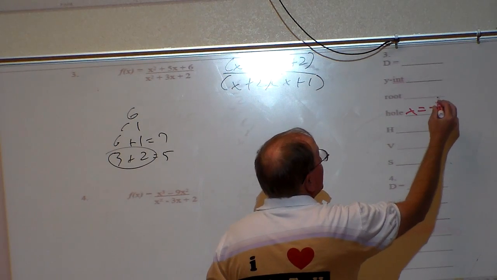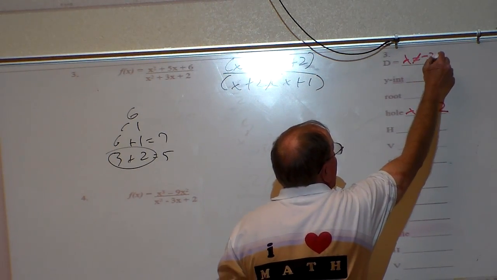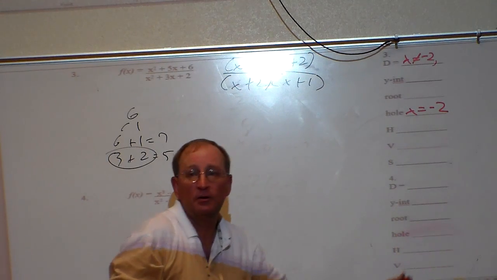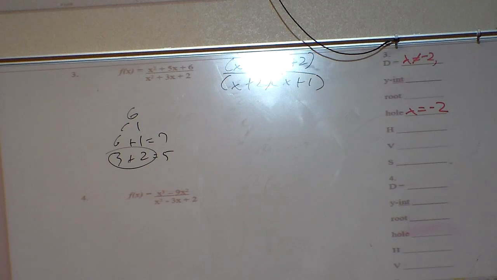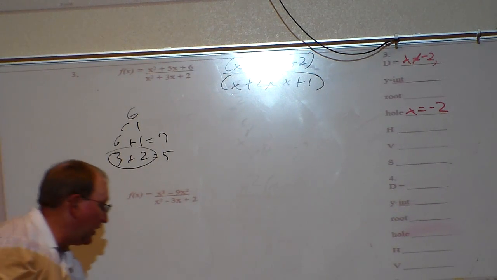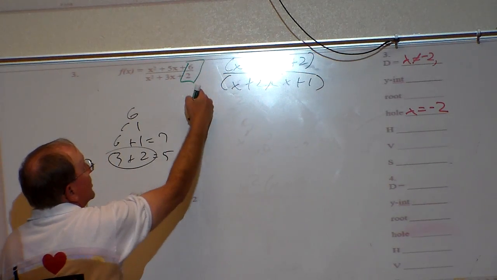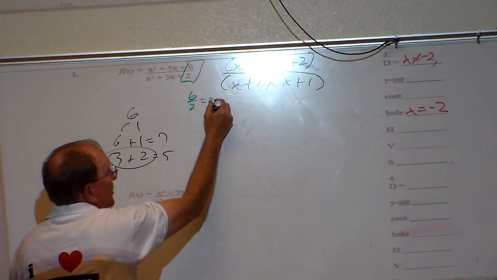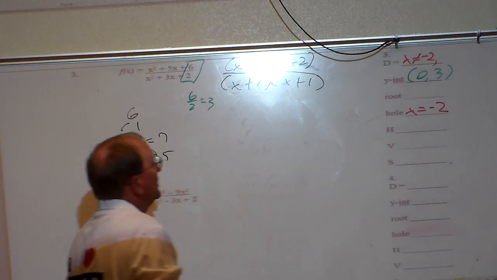So, obviously, I already know x cannot equal what? And there will probably be another one I need to make sure of. But I'm going to do the whole first part so I don't forget it. So let's do the y-intercept. The y-intercept is what? 6 over 2, which makes 3. I think. So the y-intercept is at 0, 3.